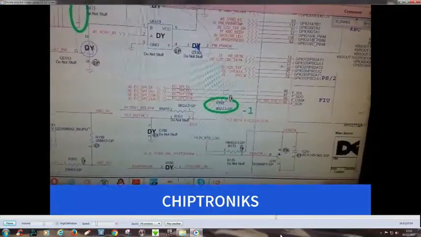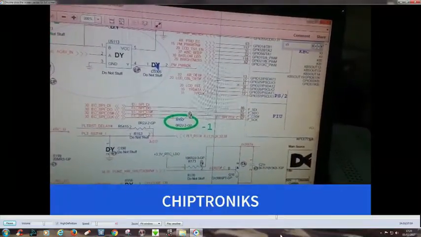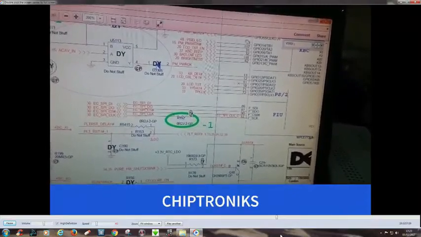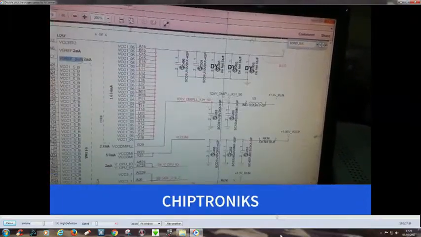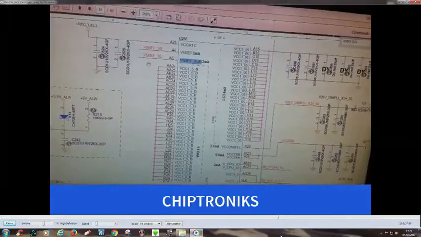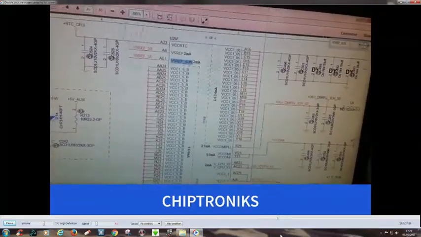V5, I'll go back. V5 REF_SUS. And this is connected with V5 REF S5.